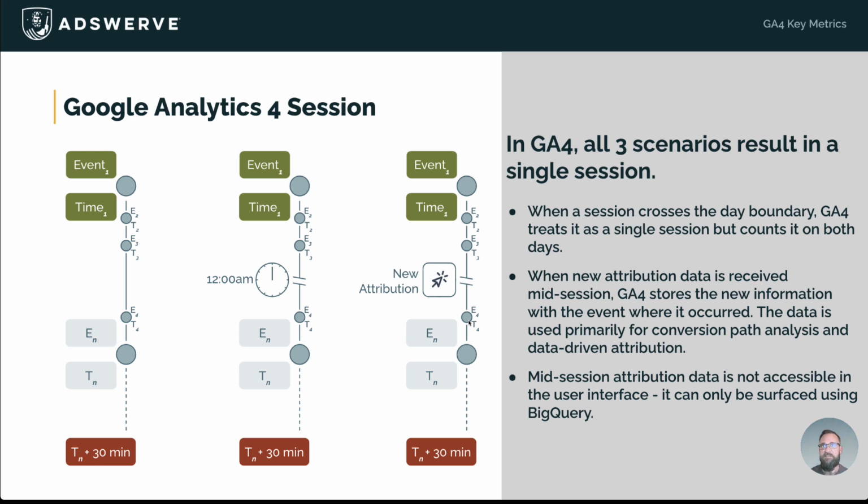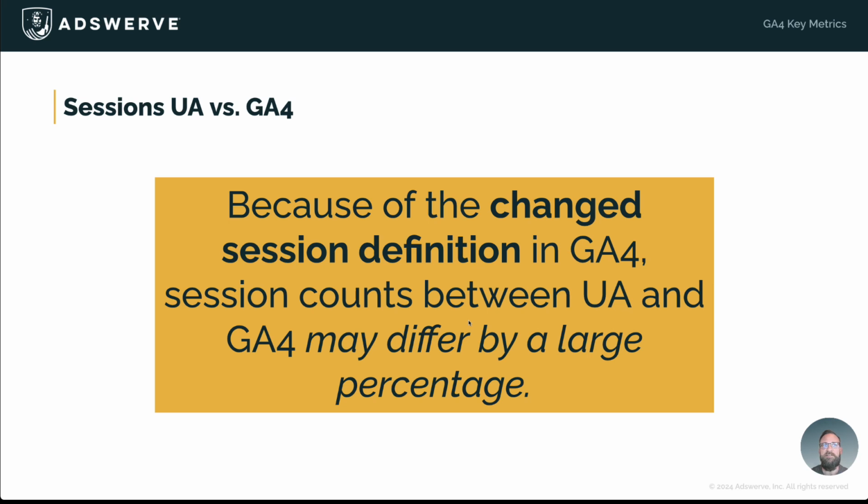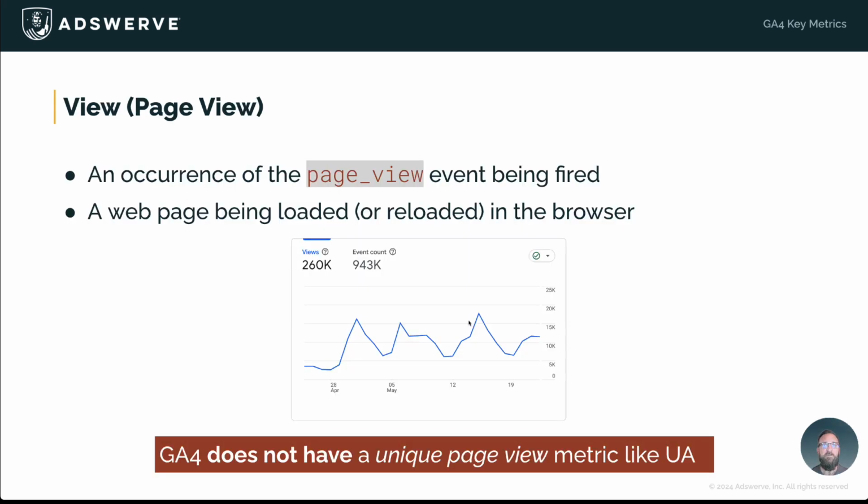Now, what that means is if you're comparing your Universal Analytics session counts to GA4, all things being equal, GA4 will show you fewer sessions for the same time period. Please note that deltas of plus or minus 20% when comparing your sessions between Universal Analytics and GA4 are reasonable. A page view, this is a page view event or a page view hit, and between Universal Analytics and GA4, they are basically the same.